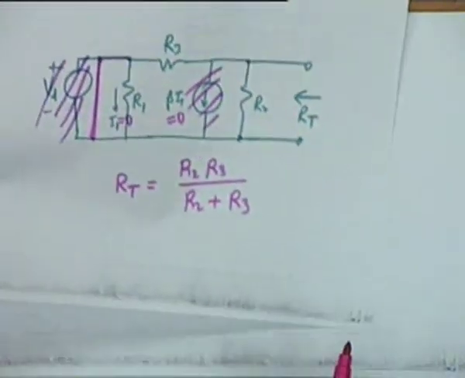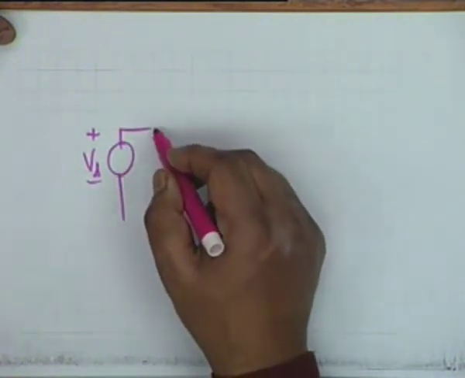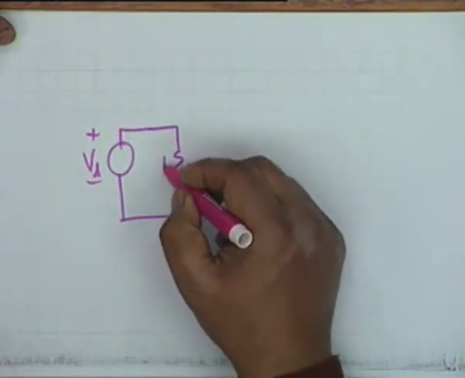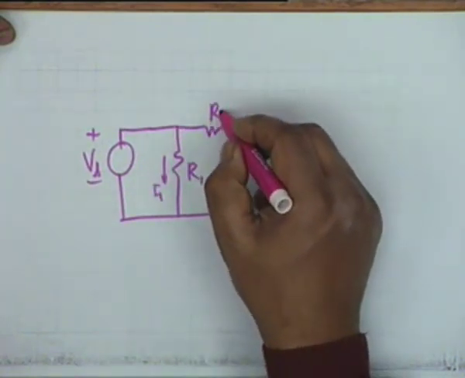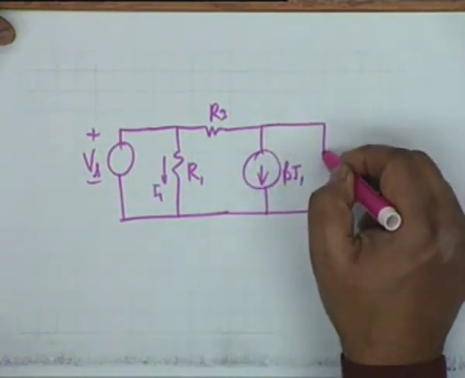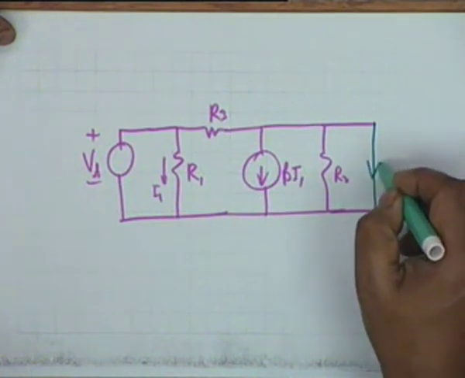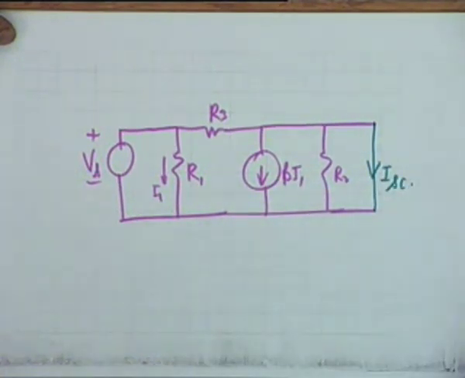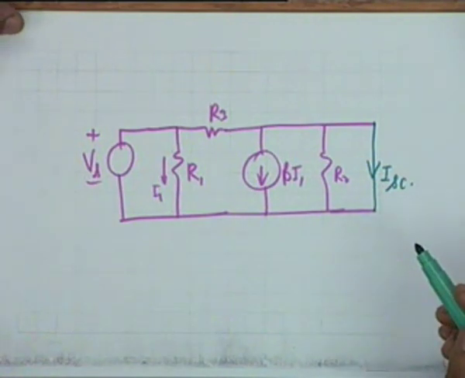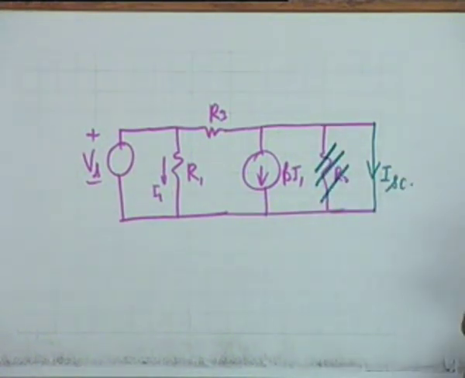Okay. Now let's calculate it by the other method, that is by calculating the short circuit current. Our circuit, if you recall, is Vs, then R1, this is I1, R3, beta I1, R2, and I am going to short circuit this. This is the current that I want to find out, ISC. If this is short circuited, then obviously R2 is ineffective, no current in R2.